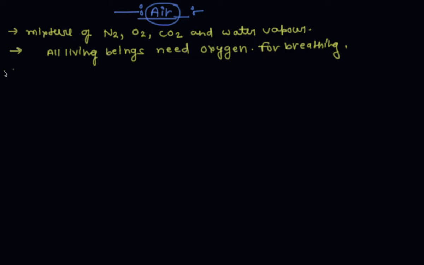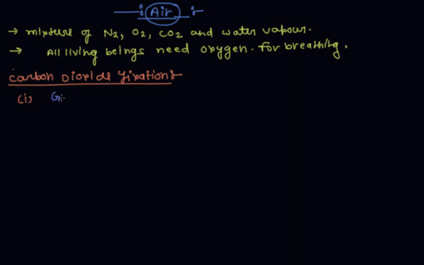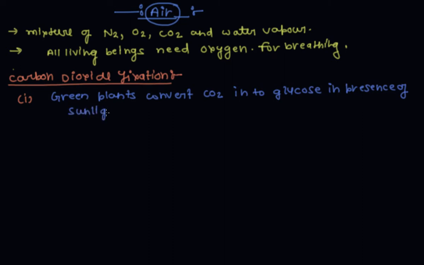In our atmosphere, carbon dioxide is present in a very small fraction because of carbon dioxide fixation. So what is carbon dioxide fixation? The first term is that green plants convert CO2 into glucose in the presence of sunlight.